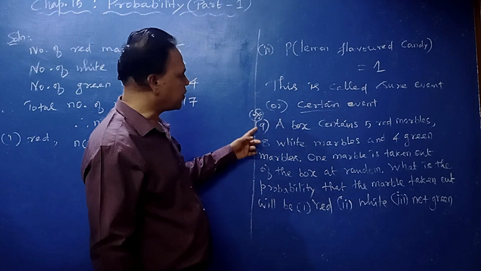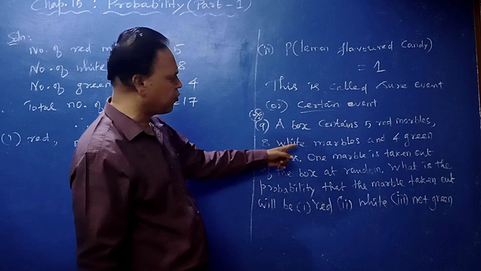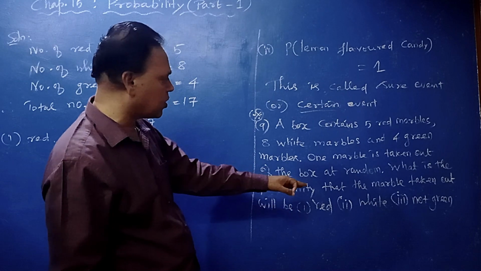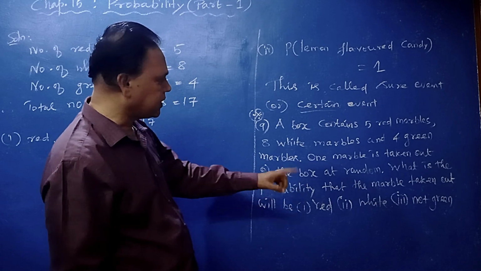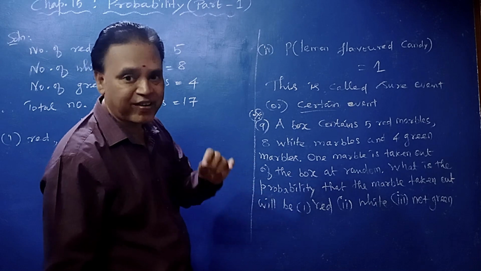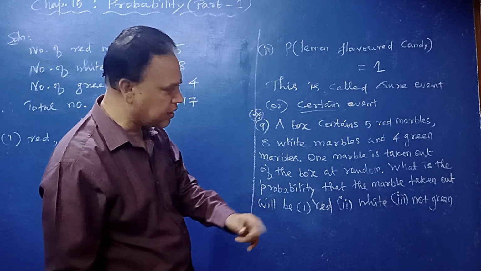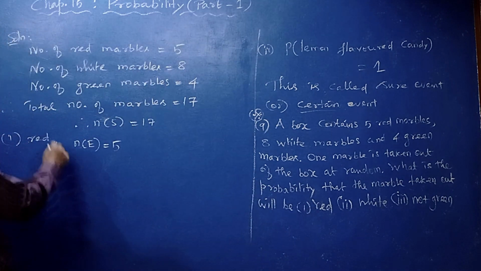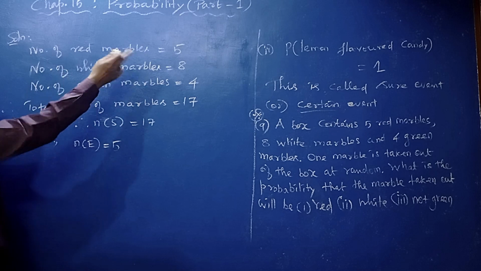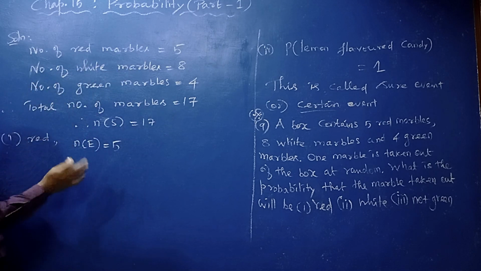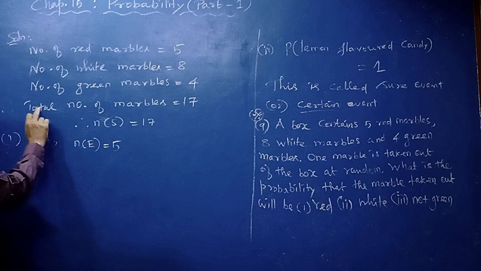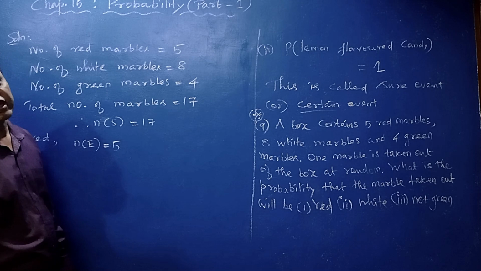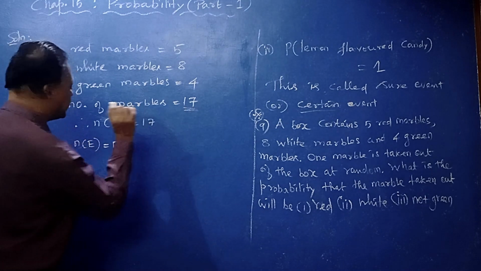You see the one important problem. A box contains 5 red marbles, 8 white marbles, and 4 green marbles. One marble is taken out of the box at random. What is the probability that the marble taken out will be red, then white, then not green? First we will see the red marble. What is given? Number of red marbles 5, white marbles 8, green marbles 4. So the total number of marbles is 17. That is the sample space, n of S is 17.